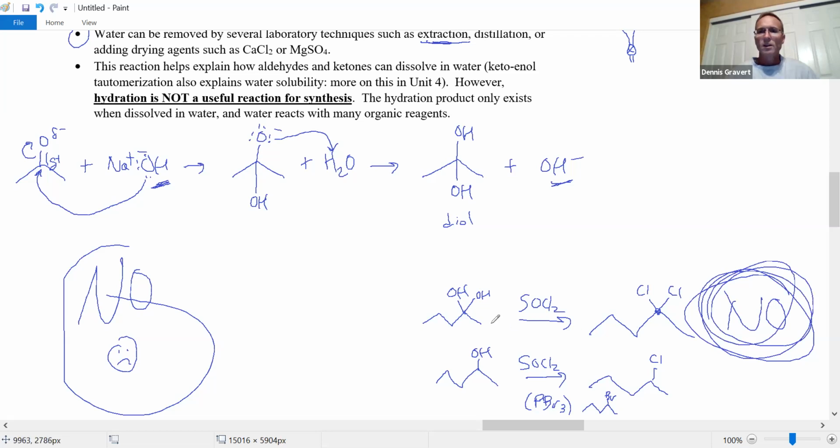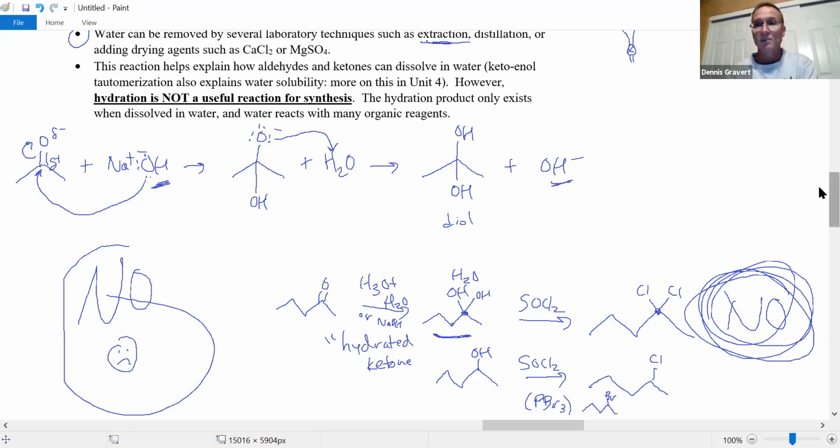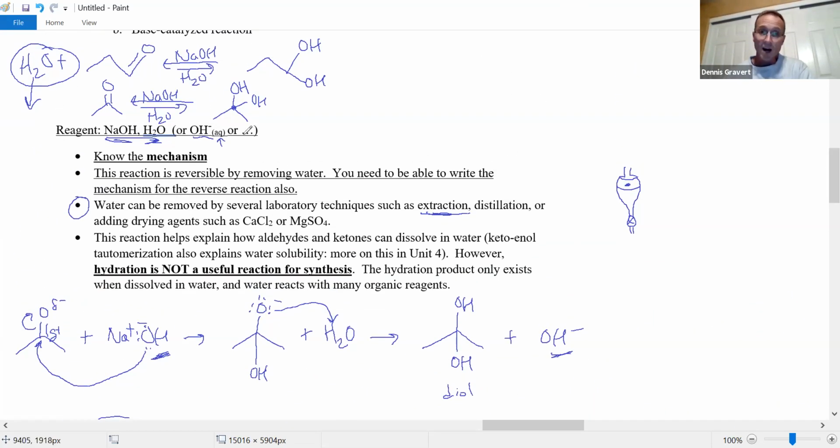Big no. And the reason why is the proper term for the diol is a hydrated ketone, right? So this carbon has two oxygens. It came from the ketone with either acid or with base and water. Water is still here in order to maintain the structure. Remember, it's reversible. If you remove the water, you take away the diol. So if you get rid of the water, you go back to the double bonded form, the aldehyde or ketone form.